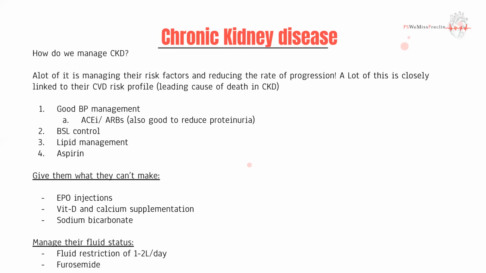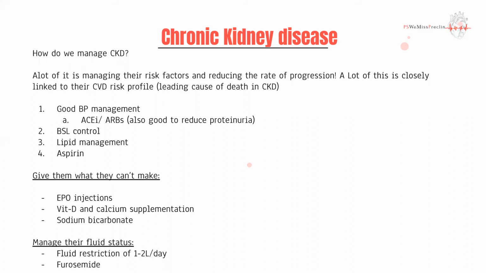Apart from that, we would be looking very closely at their cardiovascular risk because cardiovascular disease is actually the leading cause of death in CKD. It's not the kidney failure, it's not the dropping eGFR, it's not the uremic encephalopathy, it's cardiovascular risk and heart attacks and cardiovascular events basically. So we want to maximize their blood pressure control, this starting off with ACE and ARBs, which have been shown to be renal protective, and they tend to reduce the degree of proteinuria. So they're really good to use in CKD.